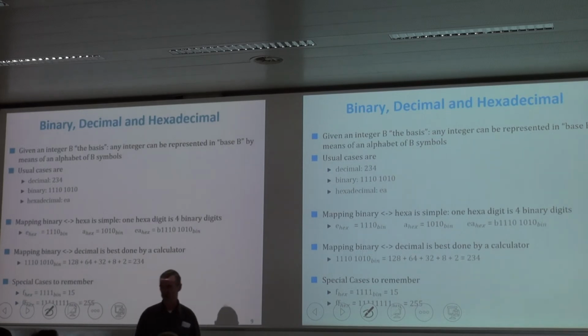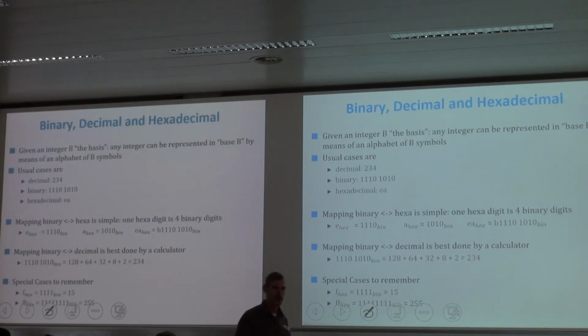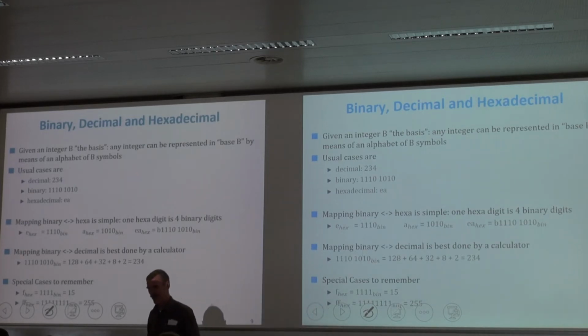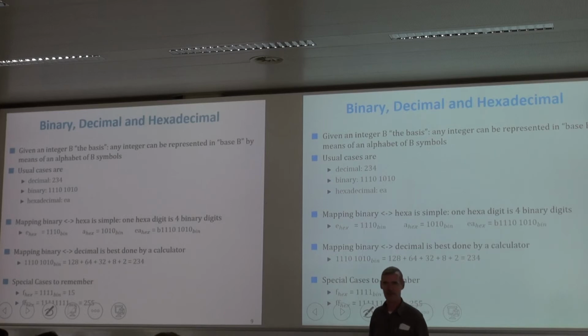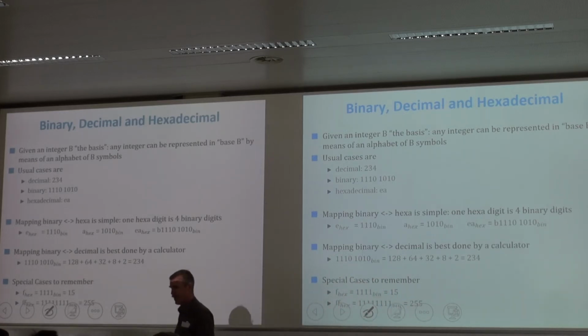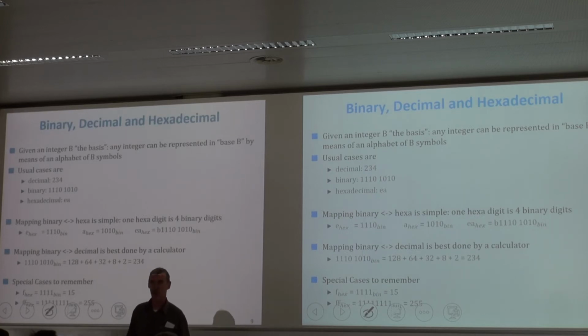Most of you are familiar with binary, decimal and hexadecimal. If not, it's your last opportunity to become familiar. Mapping from binary to hexadecimal is simple, and that's why hexadecimal has been invented. Hexadecimal is the human-friendly way of writing binary numbers. It's much more human-friendly than decimal. The mapping goes by grouping 4 bits to make one hexadecimal digit.